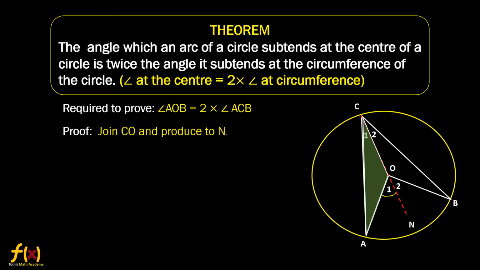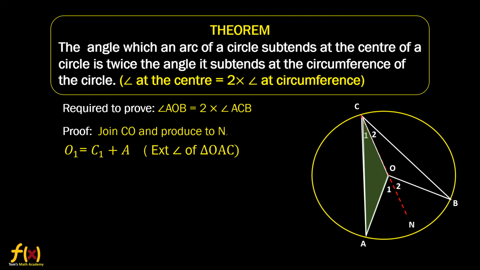O1 is an exterior angle of the triangle. What we have learned in the junior class is that this exterior angle is equal to the sum of the interior opposite angles. That is C1 plus A. Here is the interior angle, but we want the interior opposite angle. So O1 is equal to C1 plus A. That is our first step. What is the reason? Exterior angle of triangle OAC.